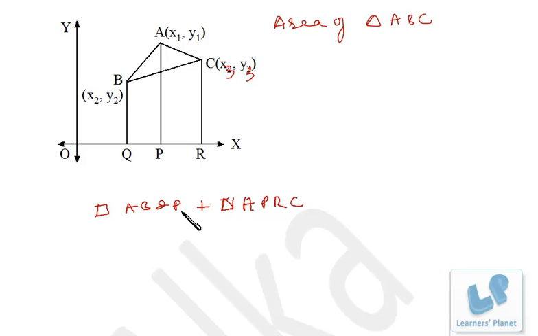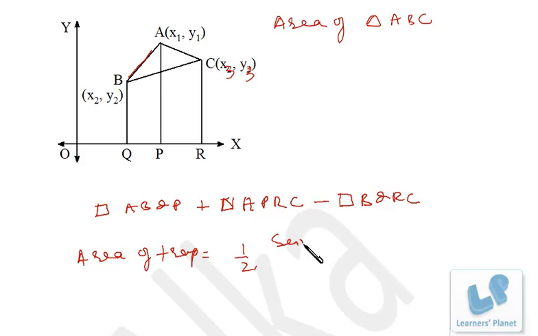right? Now ABQP and APRC form this complete figure. From this, if we deduct the area of trapezium BQRC, we will be able to get the area of triangle ABC. This area plus this area minus this area will give us the area of triangle ABC. Now what is the formula for the area of a trapezium? That is half the sum of parallel sides into the distance between them.